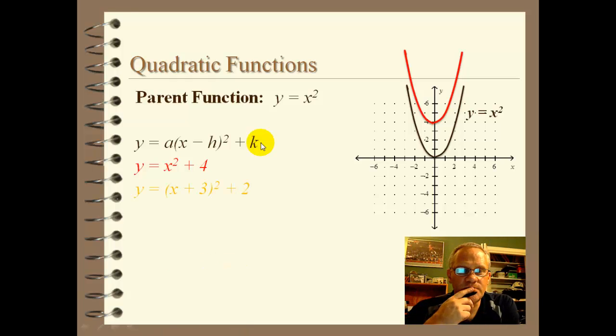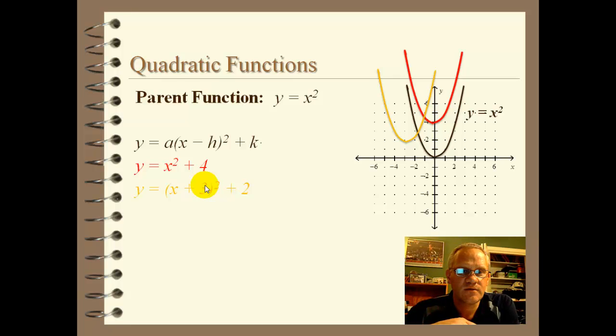All right, yellow. In yellow now, we've got a couple things. Notice we have the plus 2 out here. So what's that going to do? It's going to move it up 2. What's this plus 3 in here going to do? Remember, this is where it's opposite. So it's going to move it to the left 3. So it's going to go up 2 and 3 to the left. So it's going to look something like this. Okay, that one's a little further off, but you get the idea.